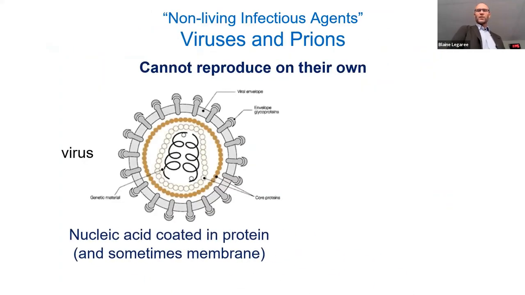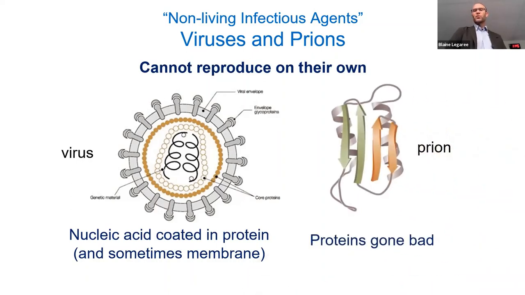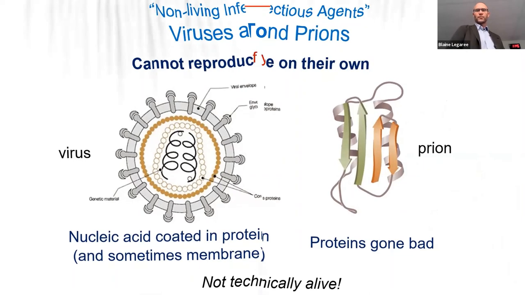And then there are viruses. They don't have cells, nucleuses, or ribosomes. These are mostly just nucleic acids that are protected by protein and sometimes a membrane. And we're going to talk about prions, and these are infectious proteins. So again, much more on these later. These are not technically alive because they don't have cells. So a bit more on those later.